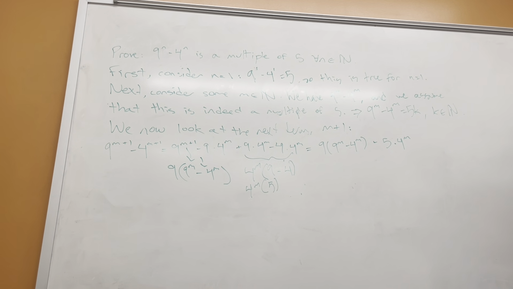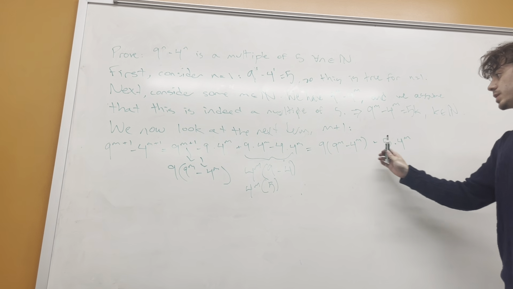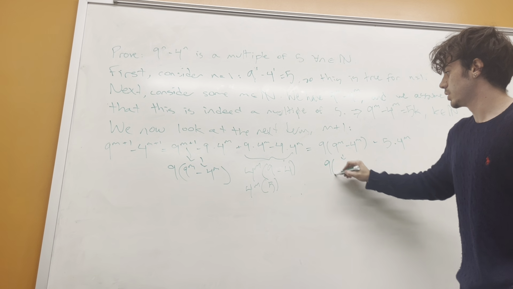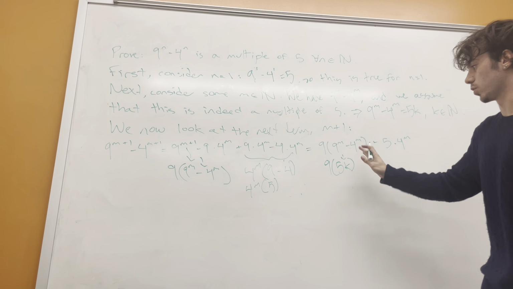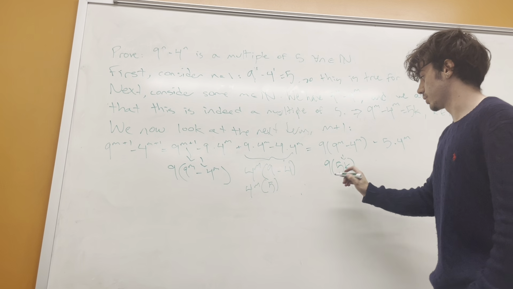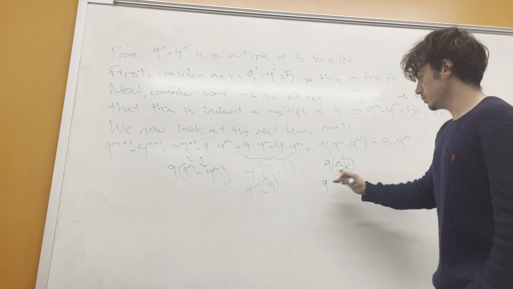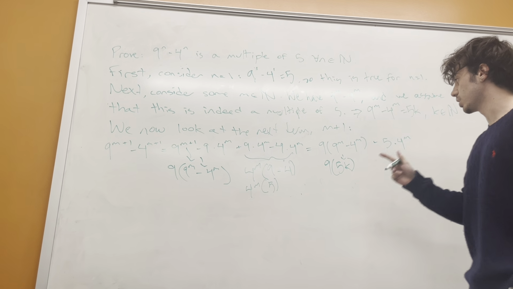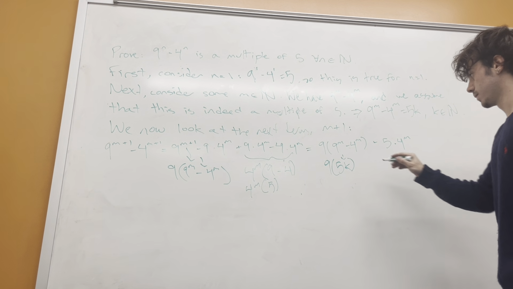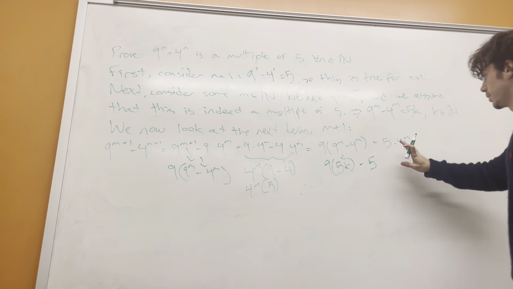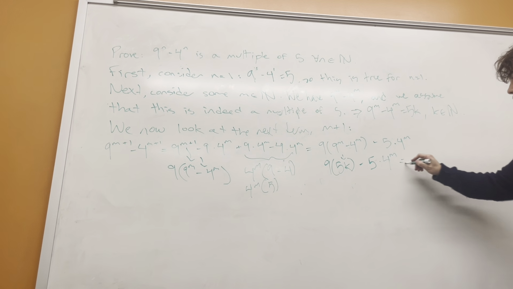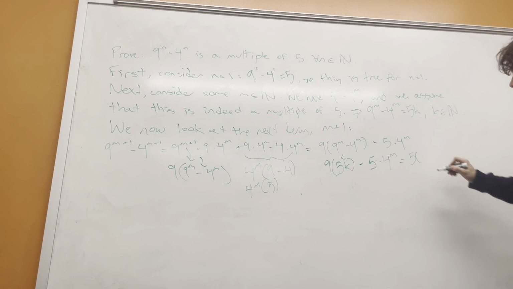Now from earlier in the proof, we have assumed that this is true for m, where 9^m minus 4^m is a multiple of 5. So we can say that this is 9 times 5k, or you could also write it as, well, it doesn't really matter how you write it, but this is going to be a multiple of 5 because you're multiplying it by 5. And then we also have that this is a multiple of 5. So to show that a little better, we can pull out the 5.